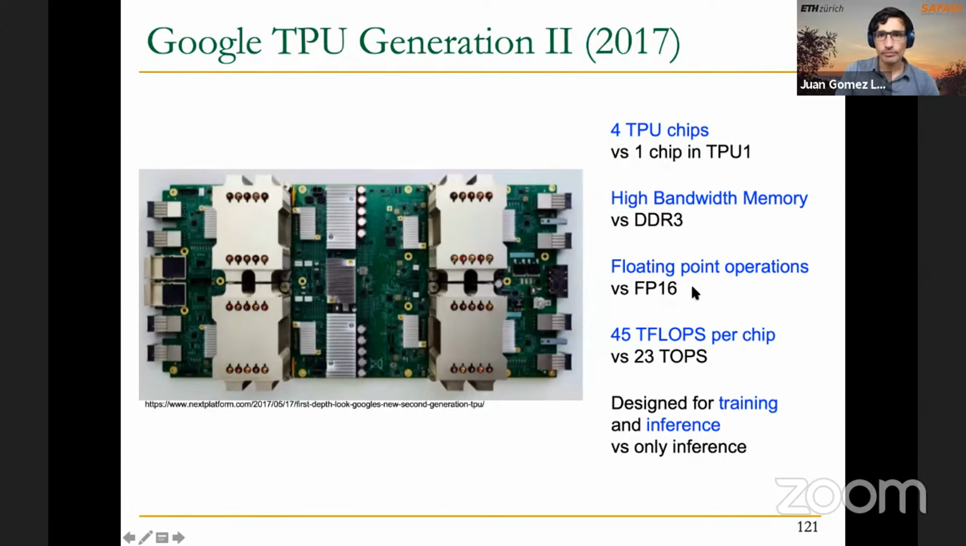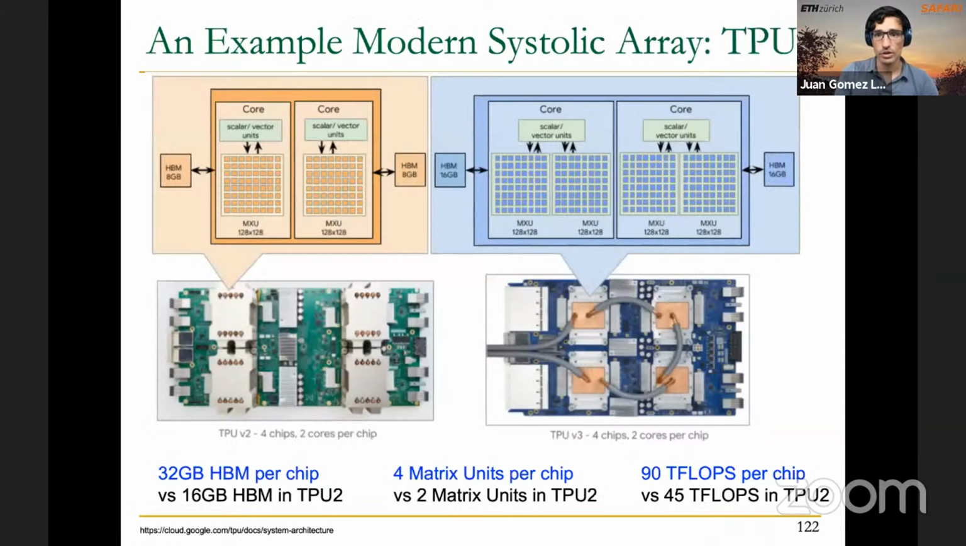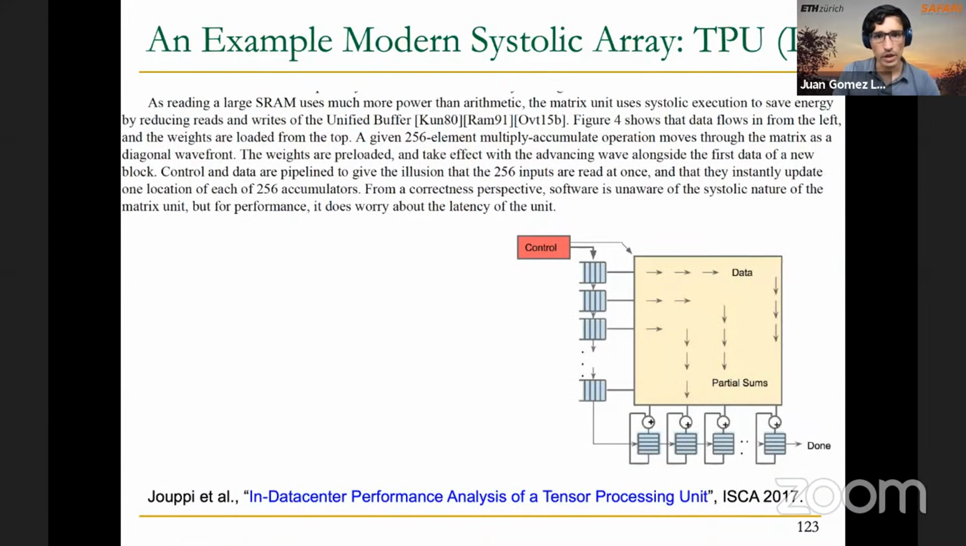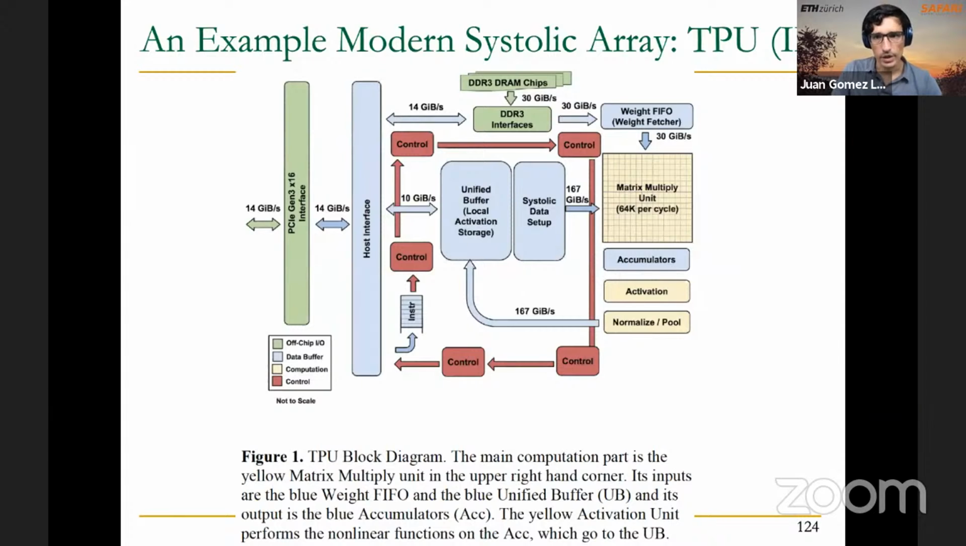Anyway, so the second version, much more powerful. As you can see, total teraflops is essentially twice as large, but also much higher bandwidth because this one is using HBM, high bandwidth memory, instead of DDR3 as the previous generation. And we have even a more powerful one in the TPU version 3 that actually I think was released this year. And here you have the title of the original paper and some explanation about how the systolic array works, and a few more details here.